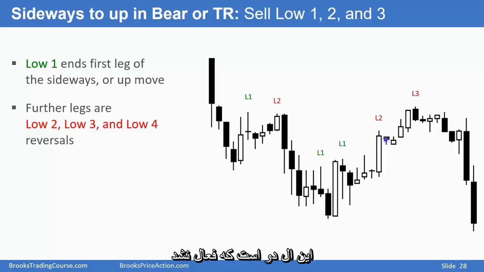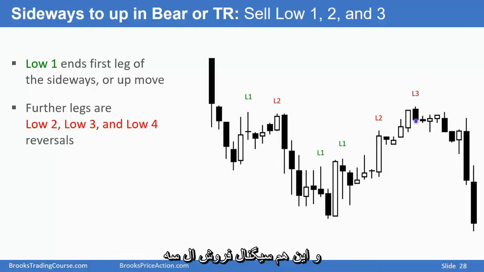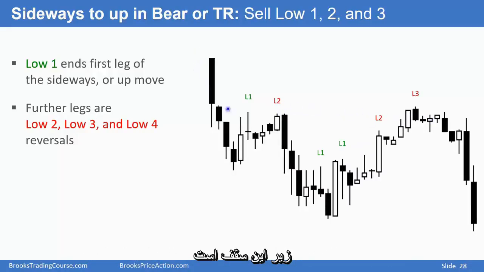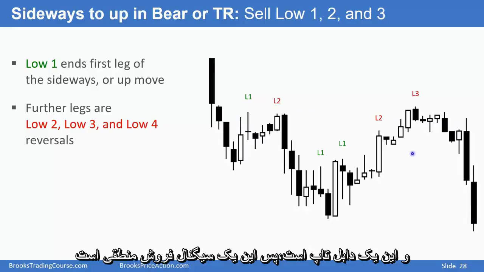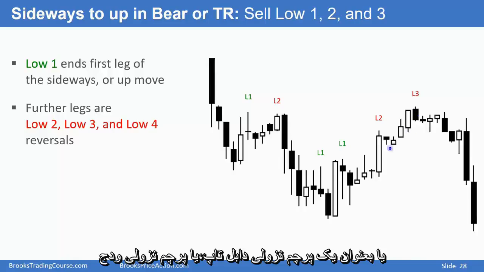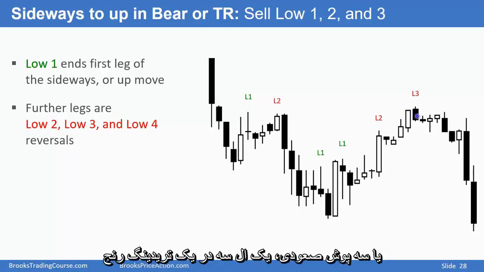This is a low 2 that did not trigger. And this would be a low 3 sell signal. Wedge top, 1, 2, 3. Also a large low 2. It's a double top bear flag. It's below this high, and it's a double top. So that is a reasonable sell signal, either as a double top bear flag, a wedge bear flag, or 3 pushes up, a low 3 in a trading range.